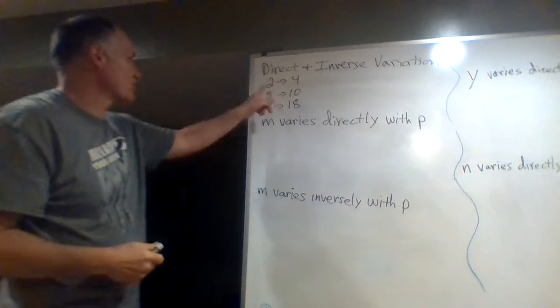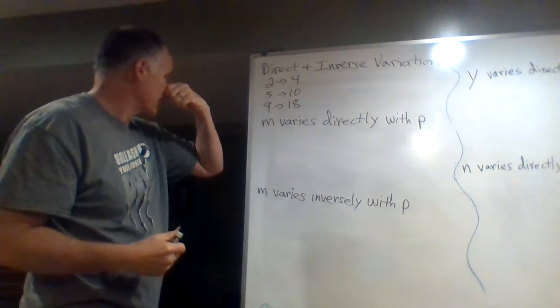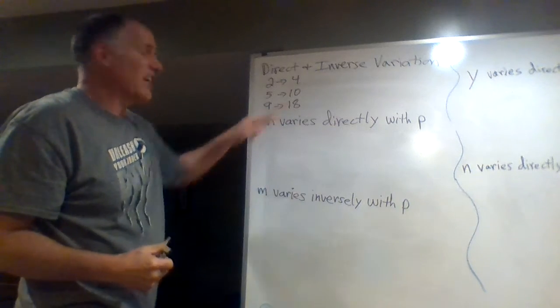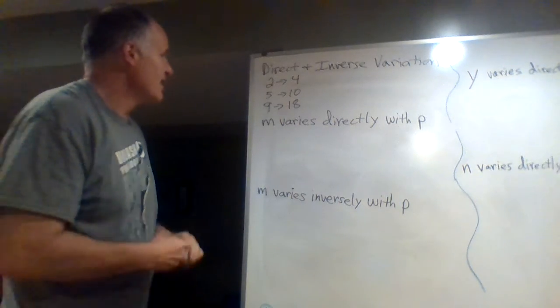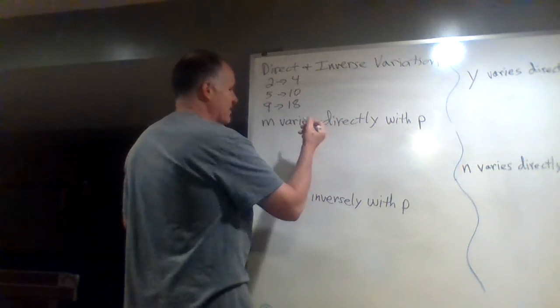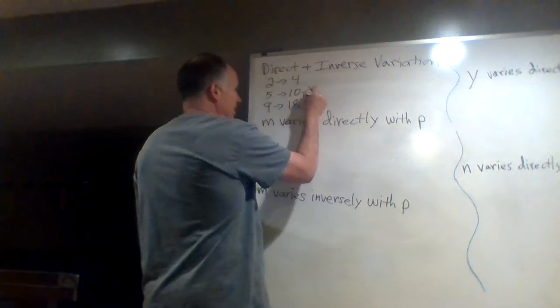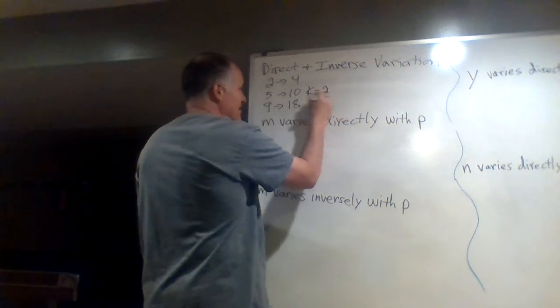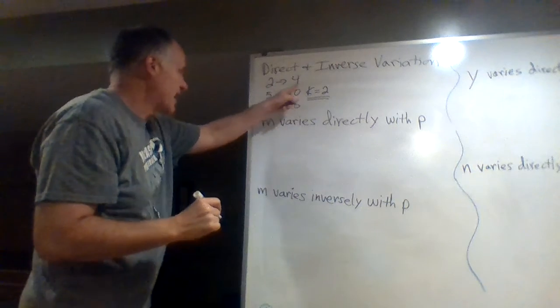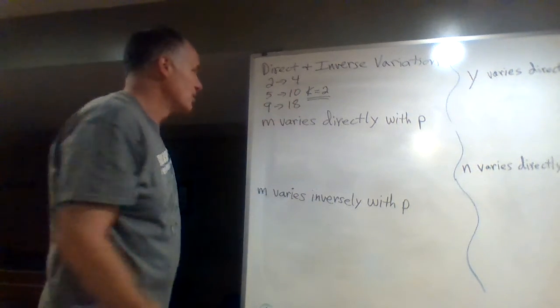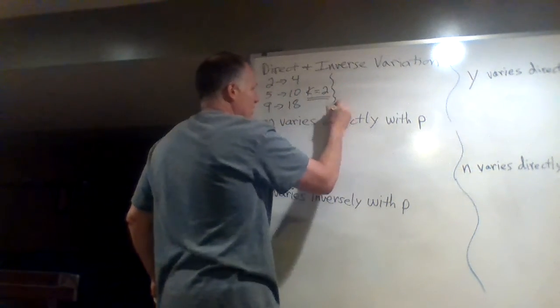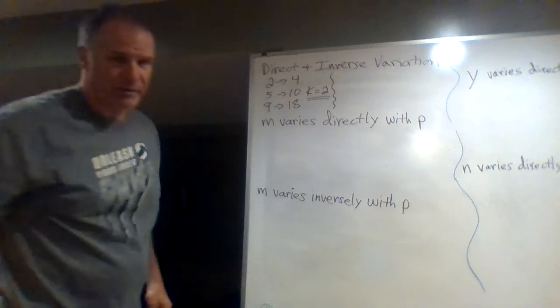So this is a direct variation. These numbers have a direct variation. And the constant, again, we're going to use the letter K. The book uses the letter K for the constant. So the constant is obviously 2: 2 times 2, 2 times 5, 2 times 9. Okay, so that's a direct variation. They're going directly to each other.